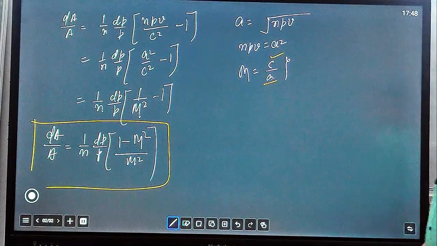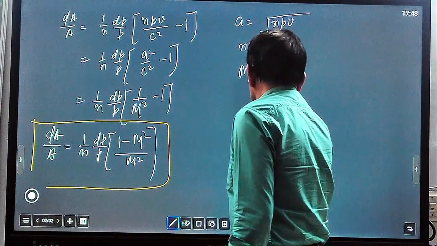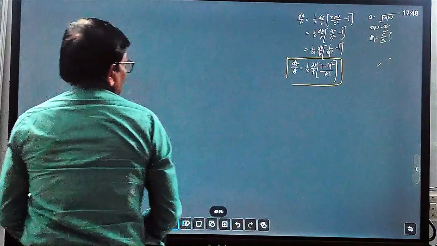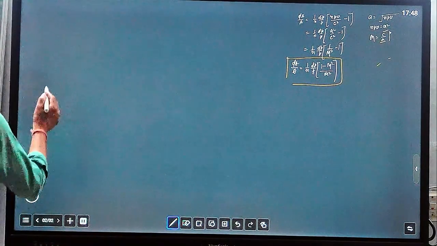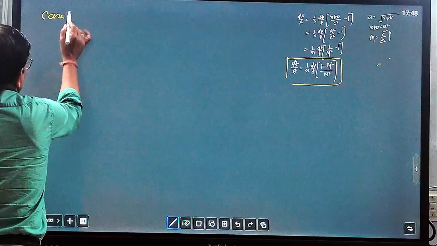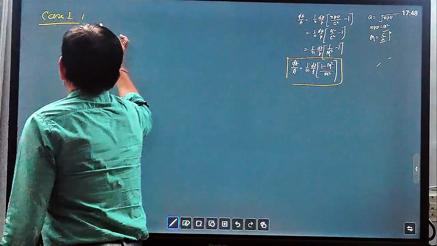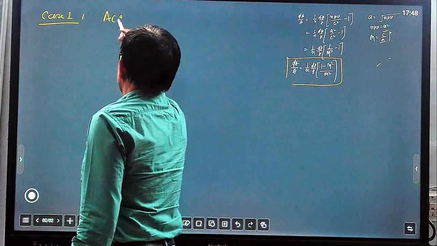So let us now discuss the nature of this equation. Let us see what the conditions of flow through a nozzle are. Case 1 is accelerated flow.